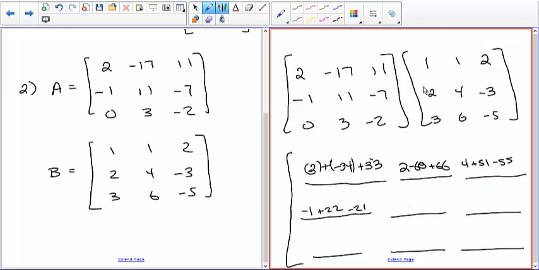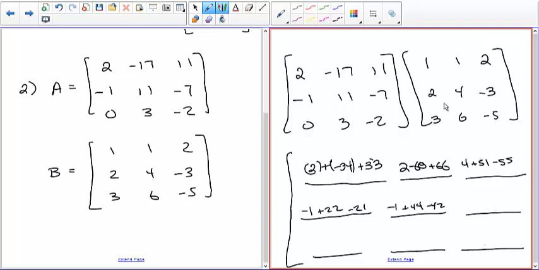Then you do the second row, second column. So you'll get negative 1 plus 44 minus 42. So it's this times that, plus that times that, plus that times that. Okay, then you have third row, second column.